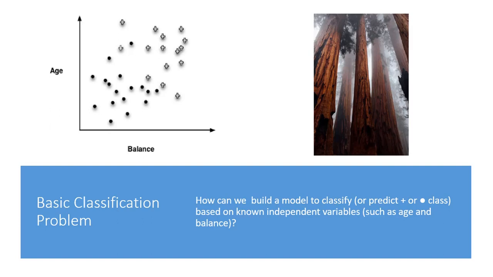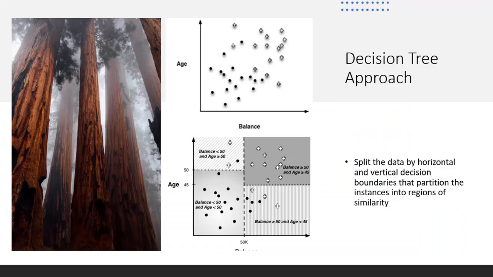And a classification problem is how can we build a model to classify or predict based on known independent variables. And in this case, the independent variables would be age or balance. And then the data point lands somewhere in this grid. And the decision tree approach then seeks to split the data by the horizontal and vertical decision boundaries that partition the instances into regions of similarity.